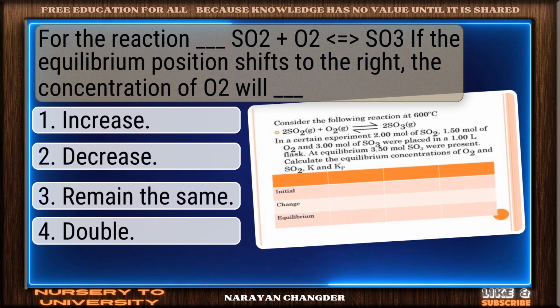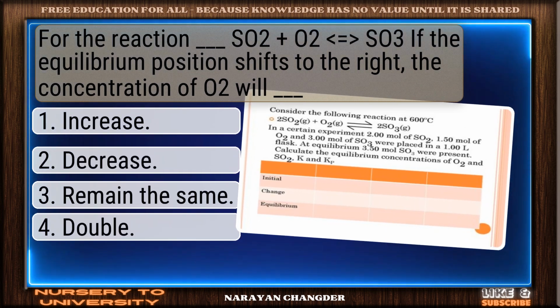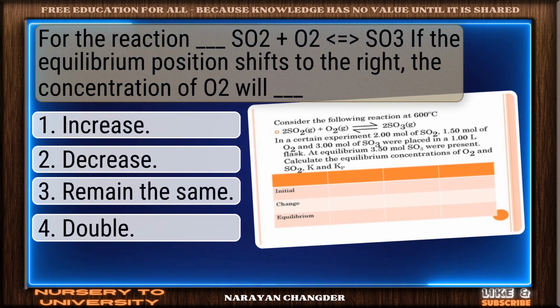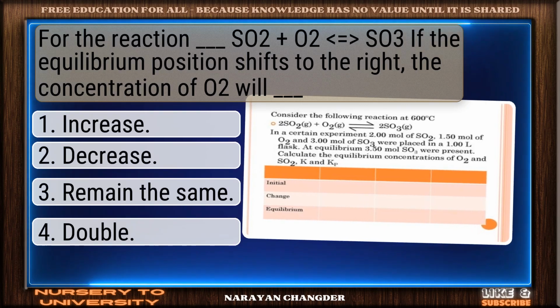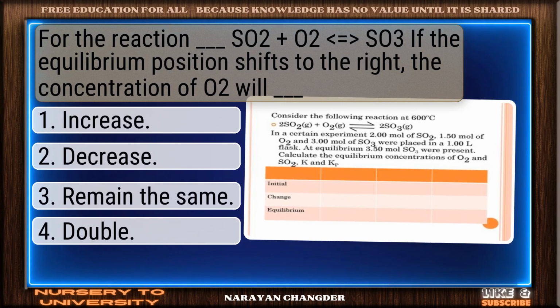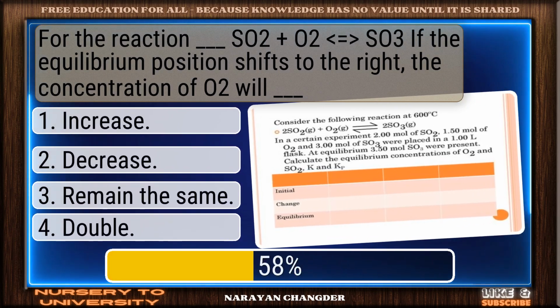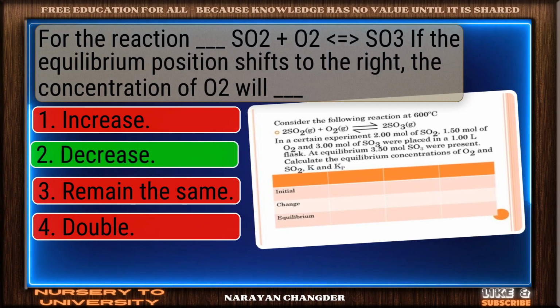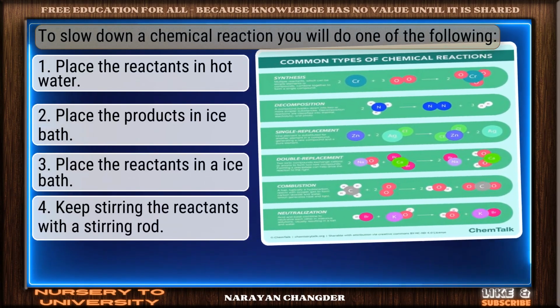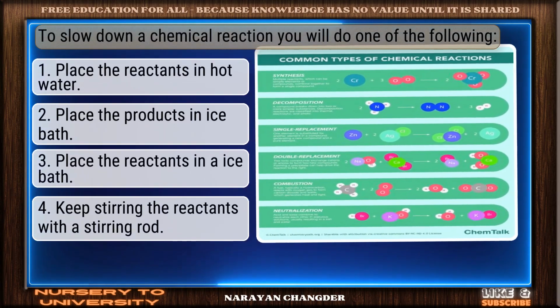For the reaction dash SO2 plus O2 ⇌ 2SO3, if the equilibrium position shifts to the right, the concentration of O2 will dash. Option 1, increase. Option 2, decrease. Option 3, remain the same. Option 4, double. Spot on, decrease.